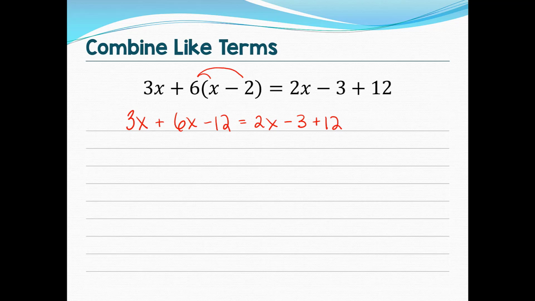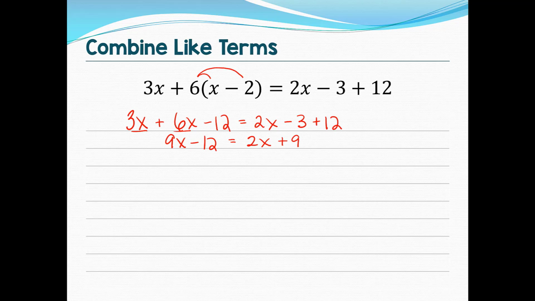All right, next up, I distributed. Now I'm going to look, are there any like terms on the left side? Well, yeah, there's a 3x and a 6x, which makes 9x minus 12. Over here, I've got a 2x, no other x's, but I have a minus 3 and a plus 12. Those would be combined to make 9.